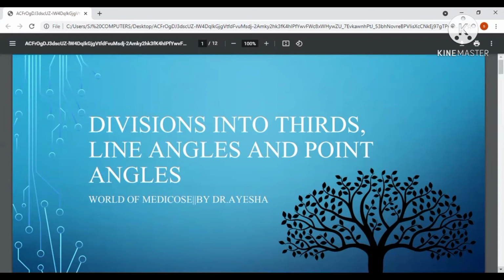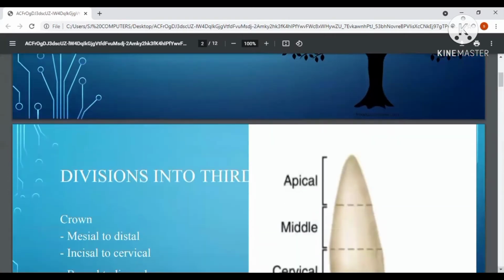Coming back to today's topic, for more pronounced and accurate description of the tooth, we have divided each aspect of the tooth, crown and root, into three parts. These three parts are named according to their location. Let's see how the crown is divided.